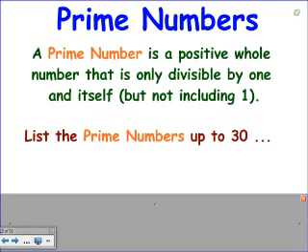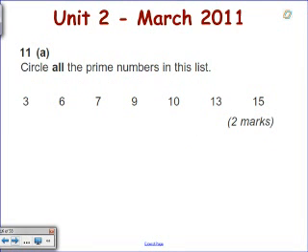Prime numbers come up in every exam paper. You cannot escape the prime numbers. They're useful for fractions, for when you're simplifying. They also ask you very specifically for questions to do with factors and multiples on prime numbers. So you've got to remember what the prime numbers up to 30 are.